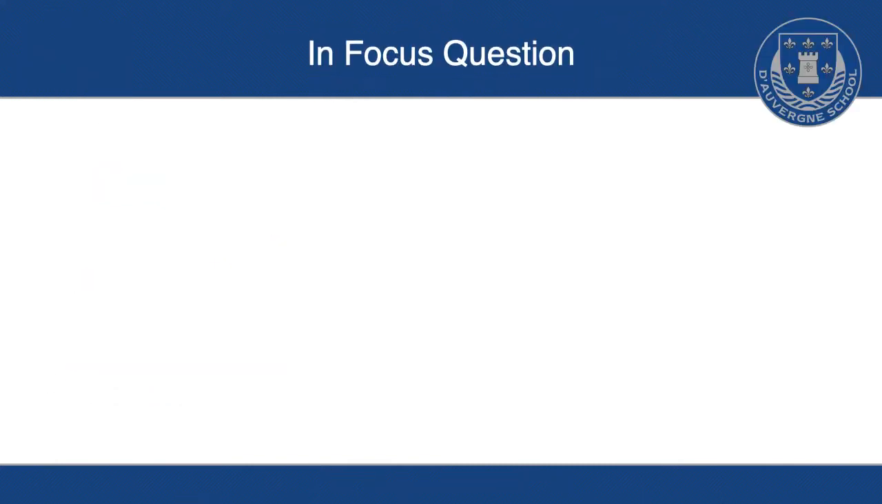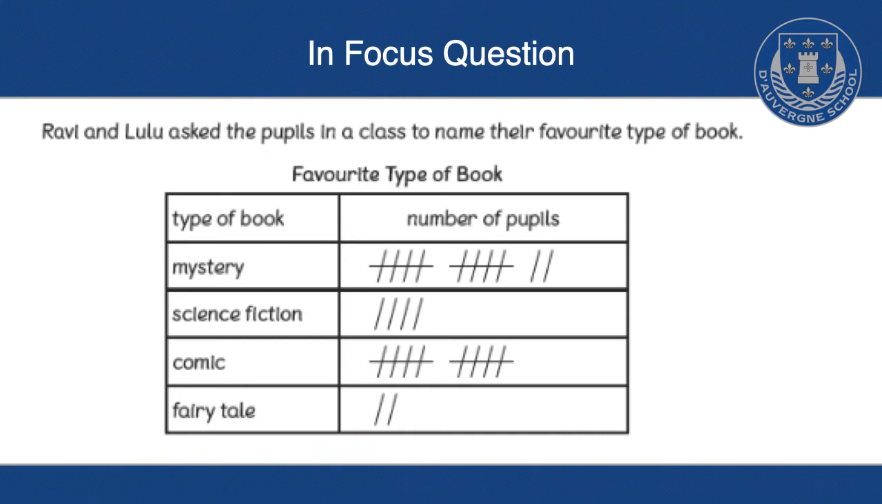In focus question. Ravi and Lulu asked the pupils in the class to name their favourite type of book. So here you can see we've got a tally chart or tally table because we've got those tally marks, those lines. And remember what we said last time, we don't need to count where we've got the 4 dashes and 1 through the middle because we know it represents 5.